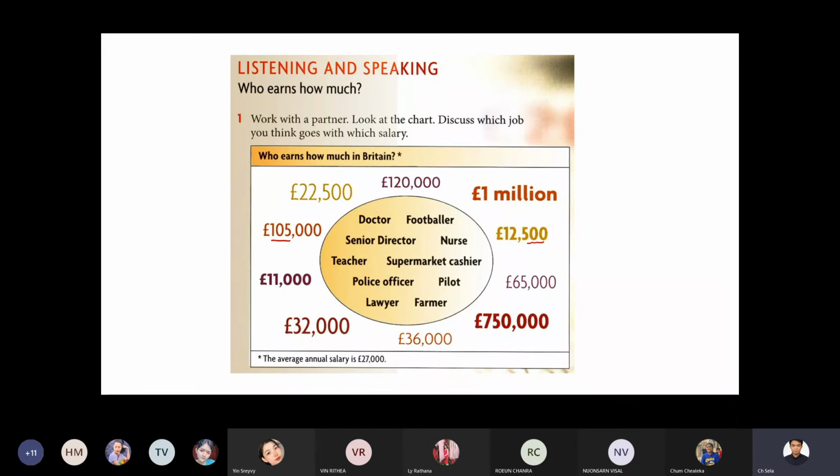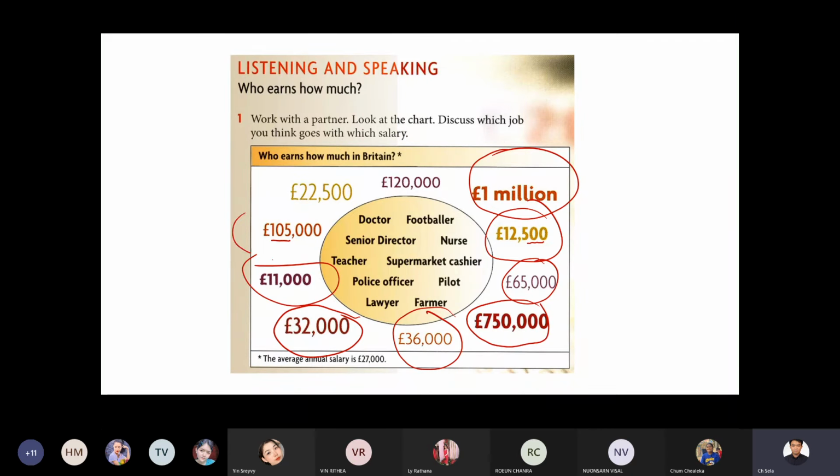So I read for you again the jobs and the salary that they make. All right. Doctor, footballer, senior director, nurse, teacher, supermarket cashier, police officer, pilot, lawyer, and farmer. 1,000,000 pound. 12,500 pounds. 65,000 pounds. 750,000 pounds, 36,000 pounds, 32,000 pounds, 11,000 pounds, 105,000 pounds, 22,500 pounds, 120,000 pounds. Oh, okay.